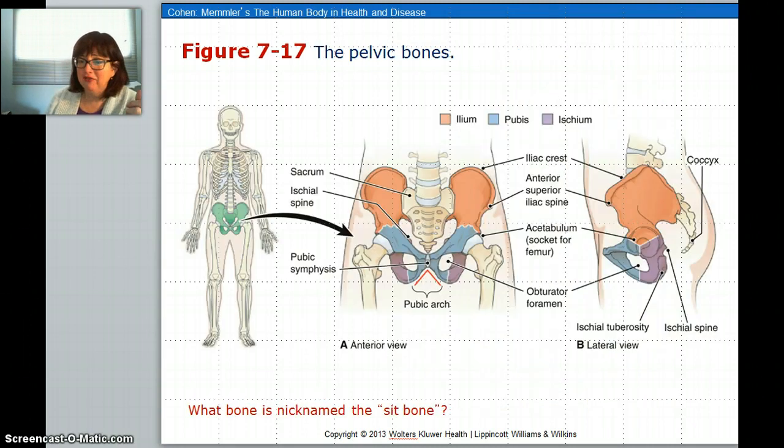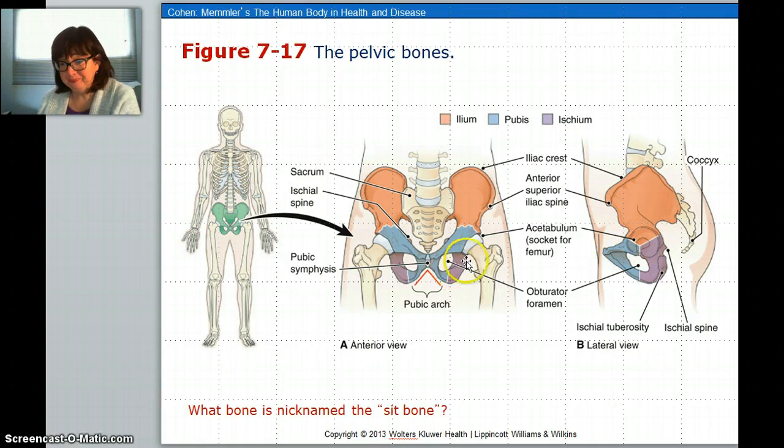When you look at the pelvic bones, you have the ilium, then you have the ischium, and the pubis. So the pelvis itself is really three bones fused together. Then, since this is the ball and socket, they call this socket the acetabulum, which is actually a vinegar bowl.